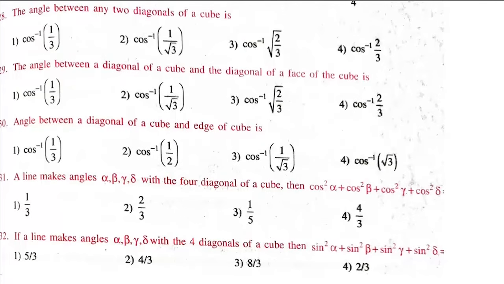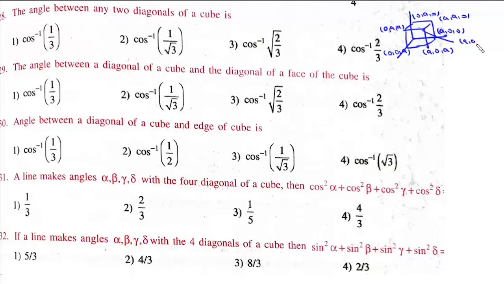Now the question is, the angle between any two diagonals of a cube is. Now once we have any cube, now say this point is A, 0, 0. This is 0, A, 0. This is 0, 0, A. This point is A, 0, A. This is 0, A, A. And this is A, A, 0. And this point is A, A, A.